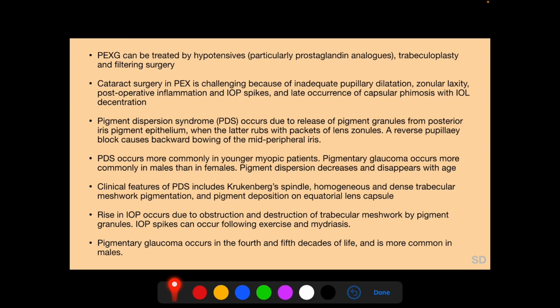Clinical features of pigment dispersion syndrome include Krukenberg spindle, homogeneous and dense trabecular meshwork pigmentation, and pigment deposition on the equatorial lens capsule. Rise in intraocular pressure occurs due to obstruction of the trabecular meshwork by pigment granules, followed by destruction of the trabecular meshwork, and IOP spikes can occur following exercise and mydriasis in patients with pigment dispersion syndrome. Pigmentary glaucoma occurs in the 4th and 5th decades of life and is more common in males.